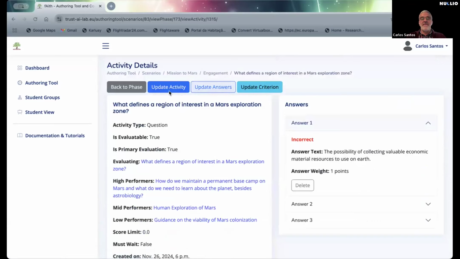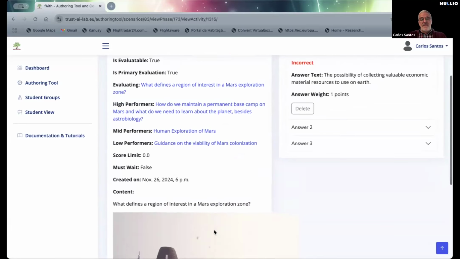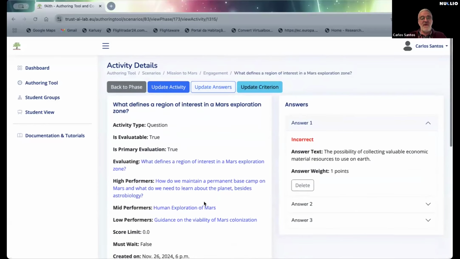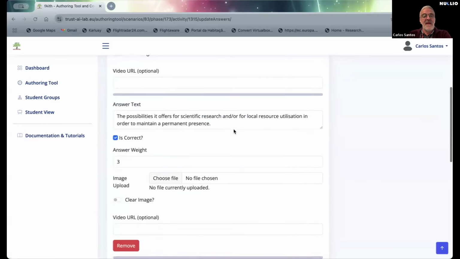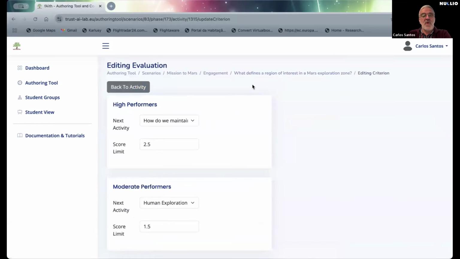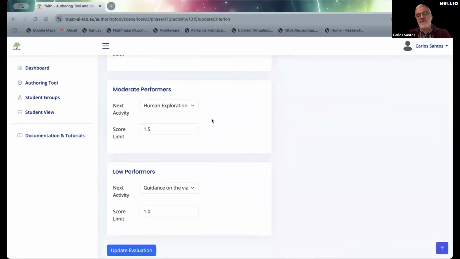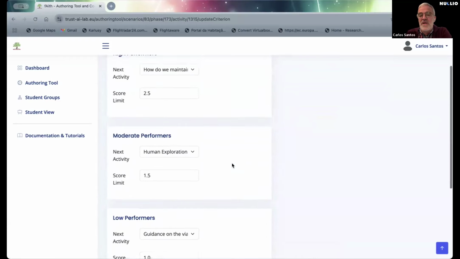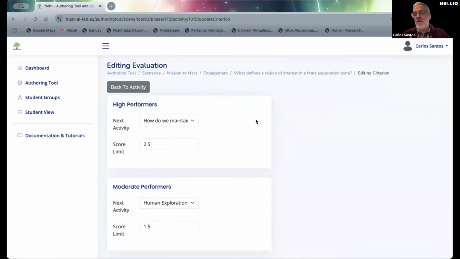Okay, and if I go to a question, there are more things up here. You have the same kind of content, but then you have the question itself and where people are sent to if they are classified as high performers, mid performers, or low performers. We don't like this nomenclature a lot, but it's what's here now. So you can edit the answers. It's here that you say where they go next, and you set a score, so that will define if they are high, medium, or low performers.